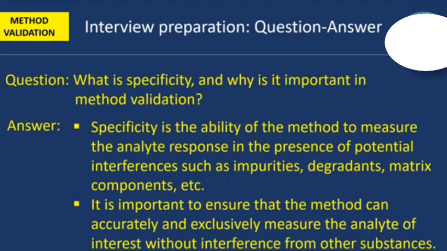Next question, what is specificity and why is it important in method validation? The answer is specificity is the ability of the method to measure the analyte response in the presence of potential interferences such as impurities, degradants, matrix components, etc. It is important to ensure that the method can accurately and exclusively measure the analyte of interest without interference from other substances.